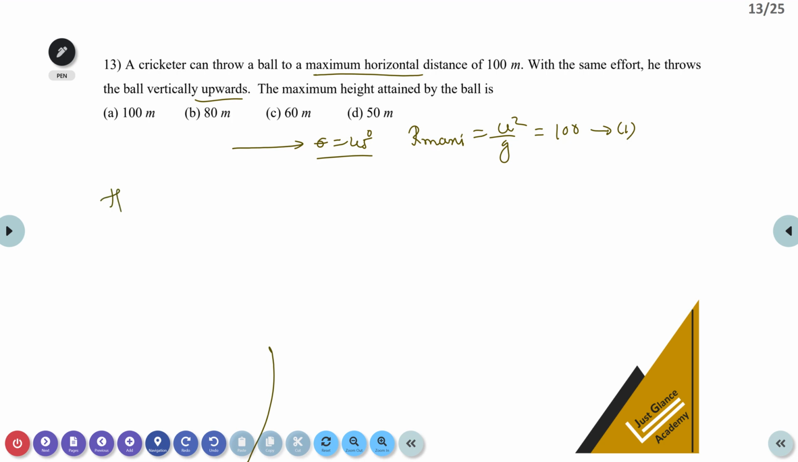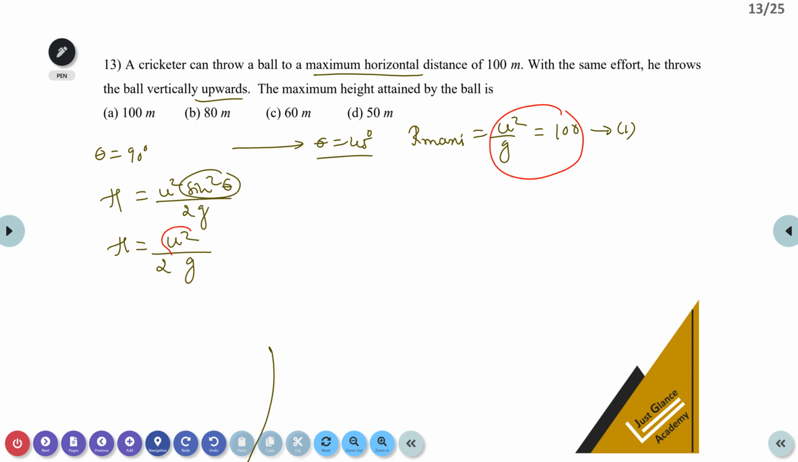That means vertically upward, H equal to u square sine square theta divided by 2g. In this case, theta equal to 90 degrees, so sine of 90 equal to 1. Then h equal to u square divided by 2g. What is u square by g? We know that u square by g equals 100. So that h equal to 100 divided by 2, equal to 50 meter. This is the right choice.